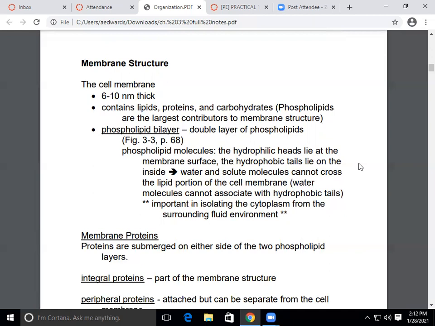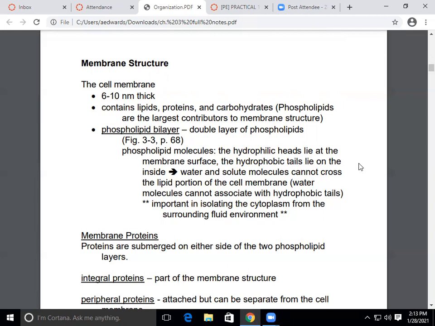Phospholipids are the biggest contributors to the structure of the membrane. Your membrane is what we call a phospholipid bilayer. So what does that mean? Well, bi means two, like a bicycle has two wheels. It's a double layer of phospholipids.